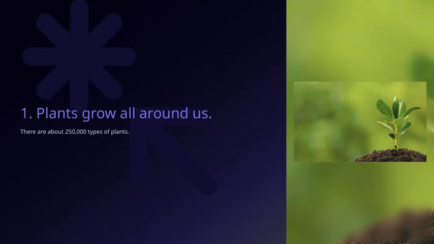Plants grow all around us, and it's really fascinating to think about just how many different types there are. In fact, there are approximately 250,000 known plant species. That's a staggering number, showing just how diverse and rich plant life is on our planet.